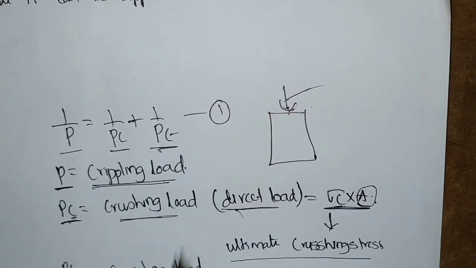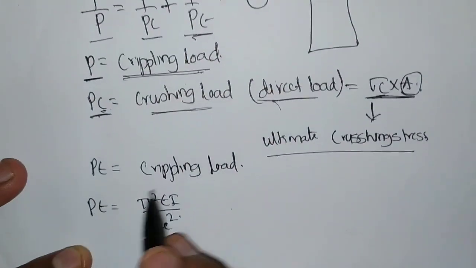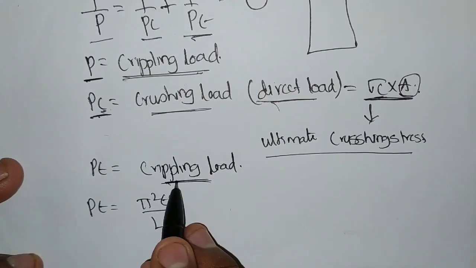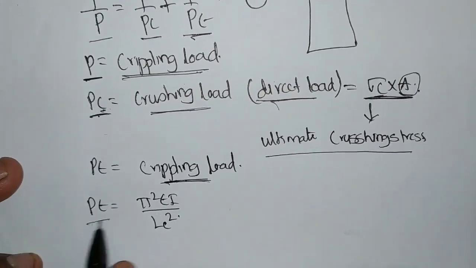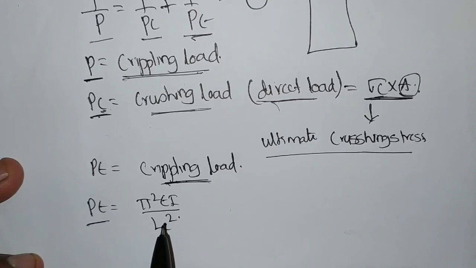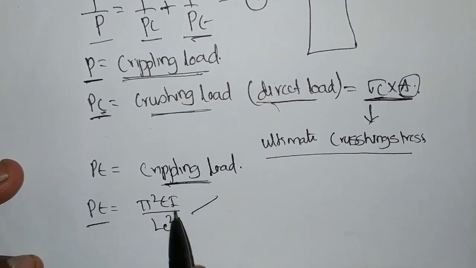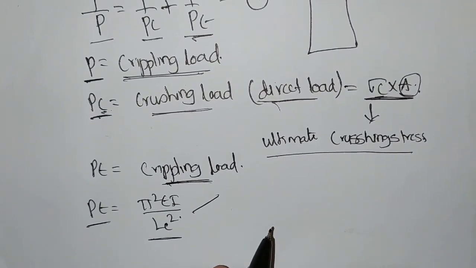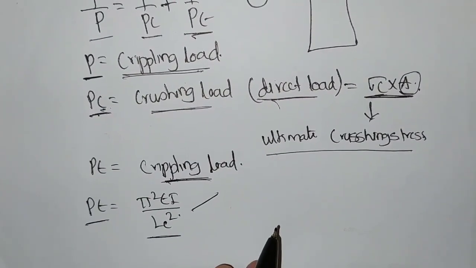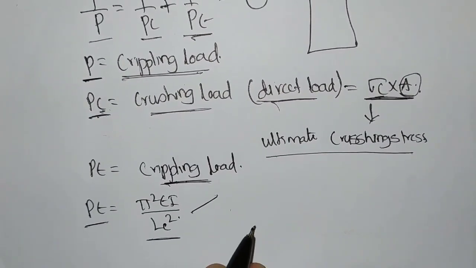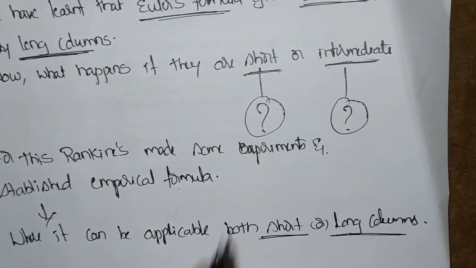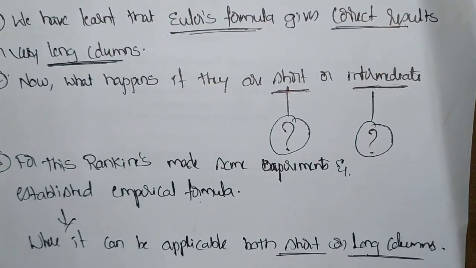We know Pe, the crippling load. With respect to the effective length, for any type of column the standard formula is pi squared EI by Le squared. Depending upon the end conditions, we pick the corresponding equations. Now we will see how short columns and long or intermediate columns differ with respect to Rankine's formula.